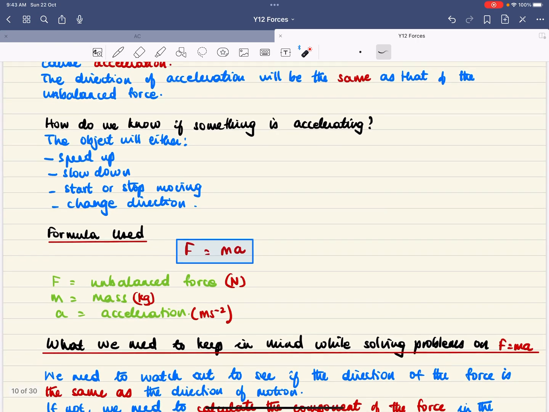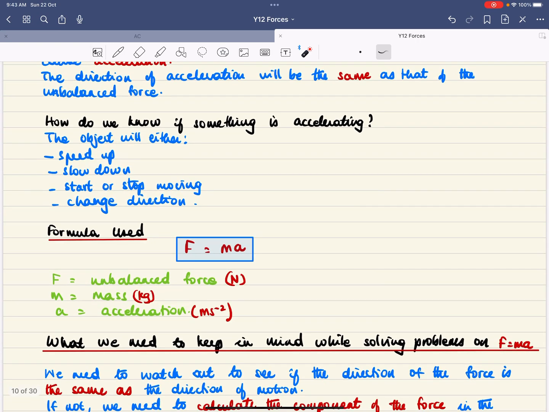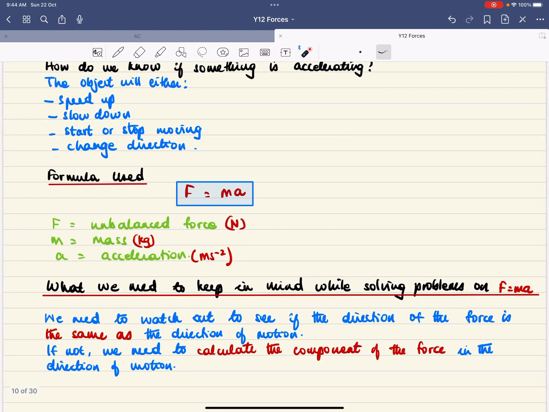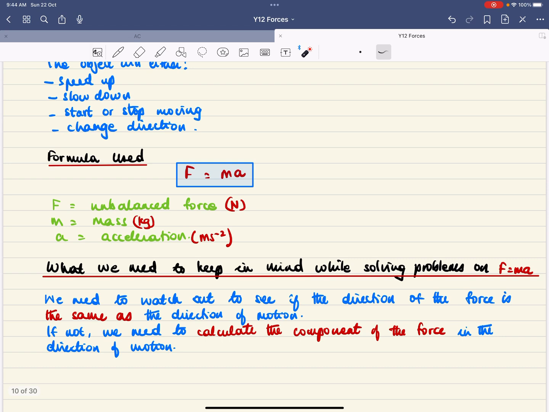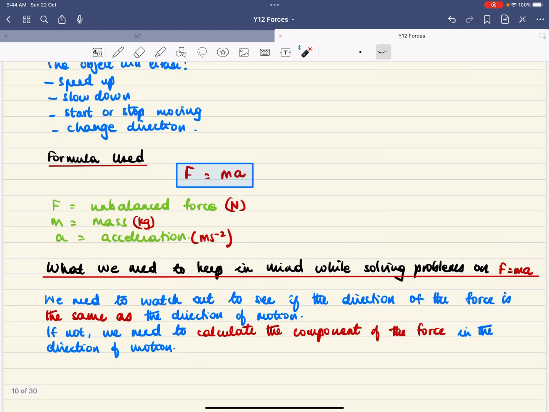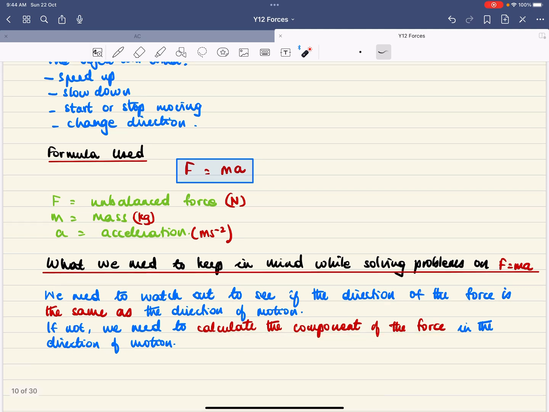So the formula used, which relates force and acceleration, is F equals ma, where the F stands for the resultant or the unbalanced force, and you've got the mass and the acceleration. Now, what we need to keep in mind while solving problems using F equals ma in year 12 is we need to watch out to see if the direction of the force is the same as the direction of motion. If not, we need to calculate the component of the force in the direction of motion.